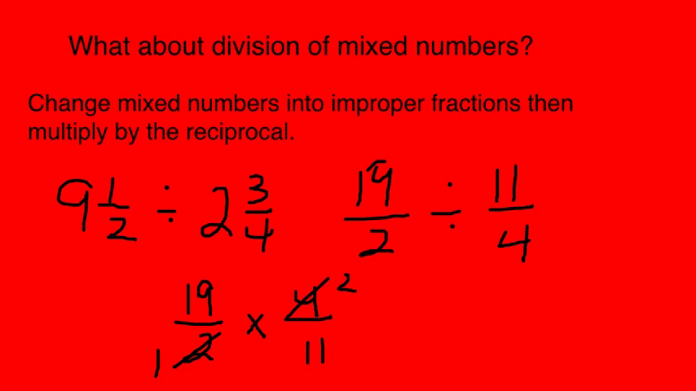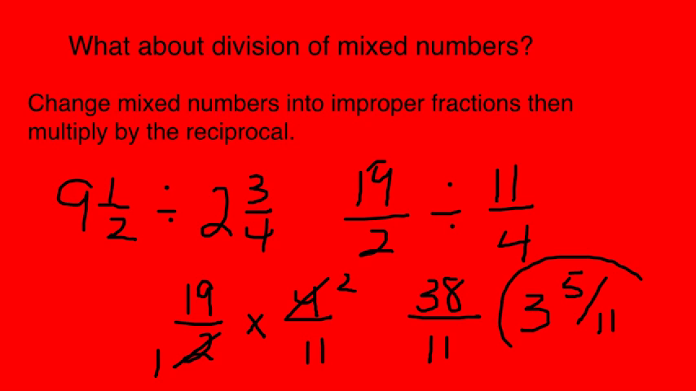And then I'm going to multiply across. 19 times 2 gives me 38, and 1 times 11 gives me 11. So now I'm going to change it back to a mixed number. So I say to myself, how many times will 11 go into 38? Well, it's going to go 3 times because that gives me 33. And I'm going to have 5 left over. So 3 5/11ths would be my answer.